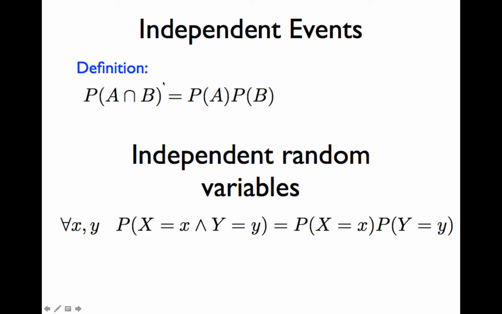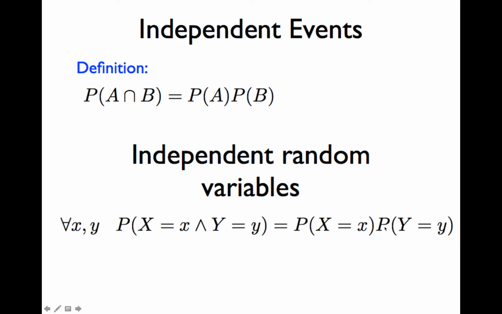And based on that, independent random variables are random variables such that for any possible value of x and possible value of y, we have that the probability that X equals x and Y equals y is equal to the probability that X is equal to x times the probability that Y is equal to y.